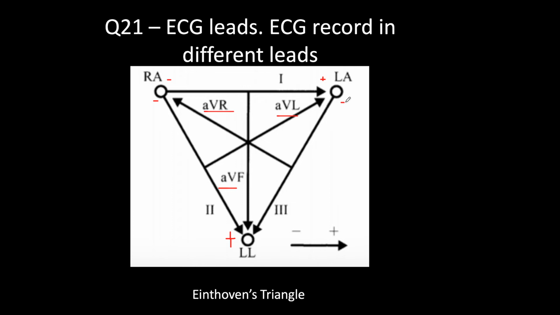Think about the foot as always being positive, the right arm as always being negative, and you can work the rest out. Again, imagine if your eye is here, so lead one is helping you look at the left side of the heart. And imagine if your eye was here, leads two, three, AVF, they're all helping you look at the bottom of the heart, as if you were placed here.